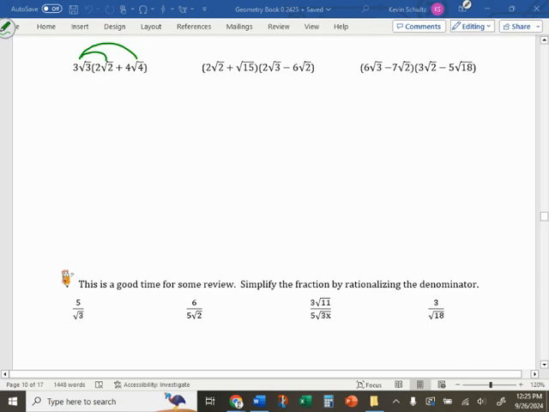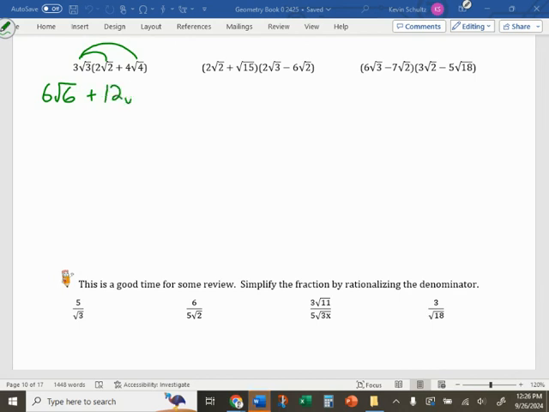So when you distribute, you end up multiplying 3 root 3 by 2 root 2, which gives us 6 root 6. And then you are multiplying 3 root 3 by 4 root 4, which gives us 12 root 12. And remember, once you do the distribution, which is multiplication, the roots don't have to be the same. You multiply coefficient by coefficient, root by root. Once you do that, now it becomes an addition expression.